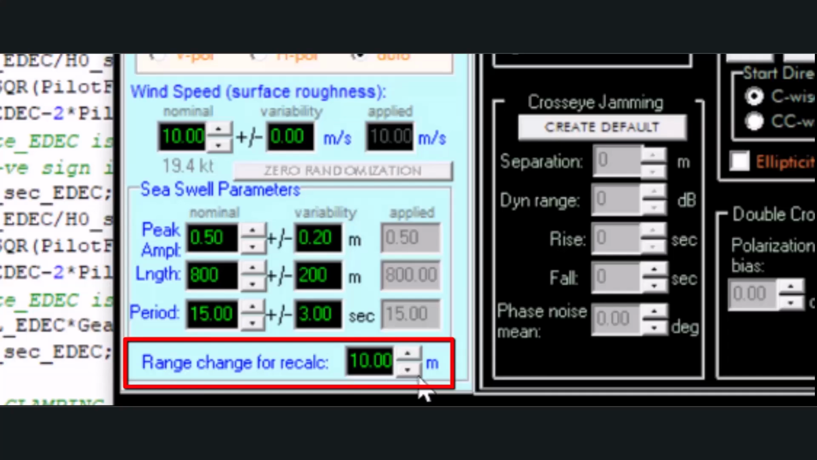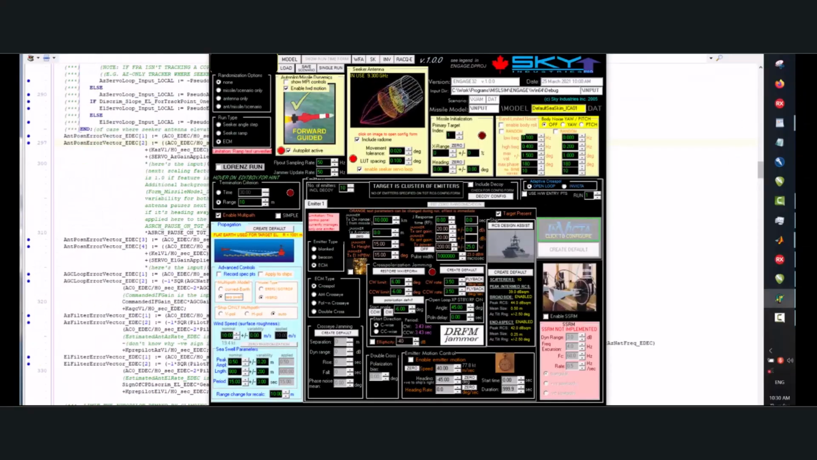And the last parameter here is that you don't want to be recalculating propagation every time step in a simulation, as I found very quickly. So instead, when the missile moves a certain distance, we recalculate propagation. And this is what that bottom parameter is, 10 meters. It's pretty small. Is that the right number?